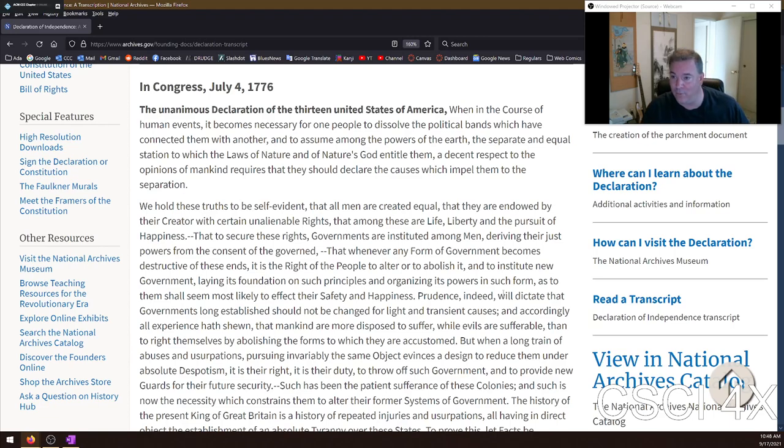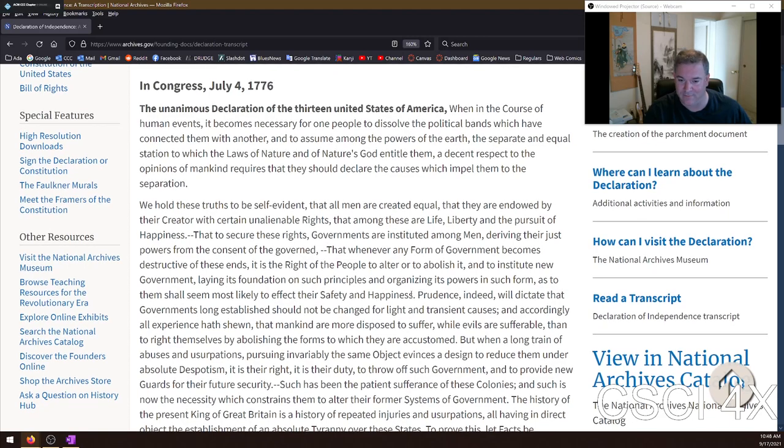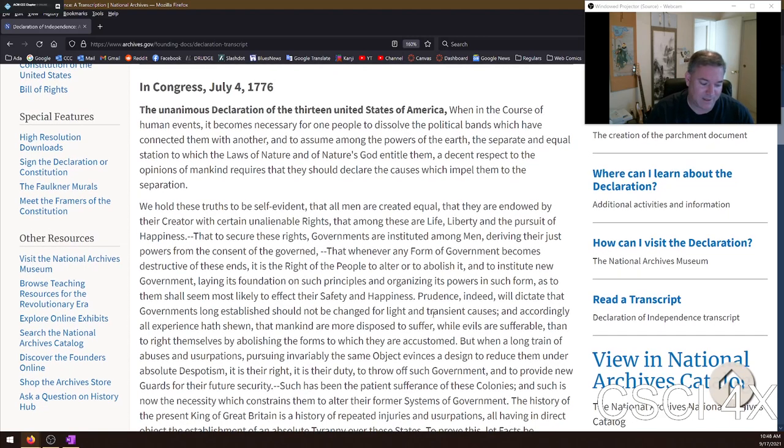That whenever any form of government becomes destructive to these ends, in other words, anytime a government is violating your rights, it is the right, again, the right of people to alter or abolish it and to institute a new government, laying its foundation on such principles and organizing its powers in such form as to them seem most likely to affect their safety and happiness. Okay? So that is the reason for the American Revolution. They felt that their rights as British citizens were being violated.